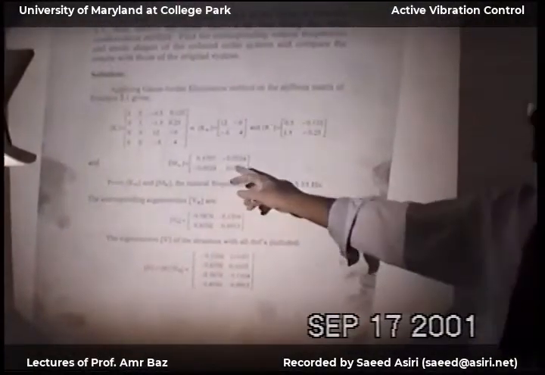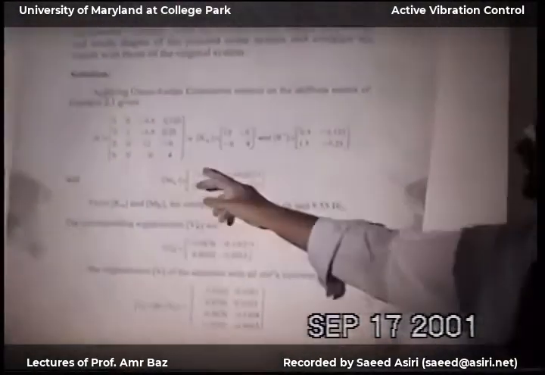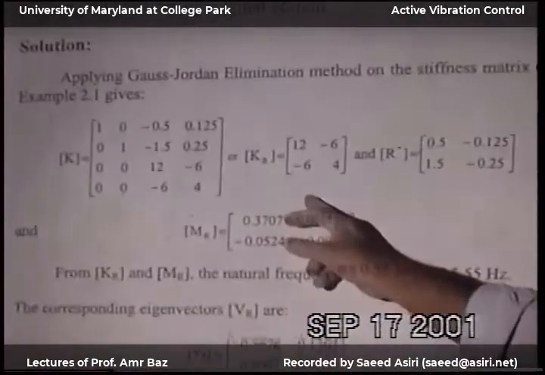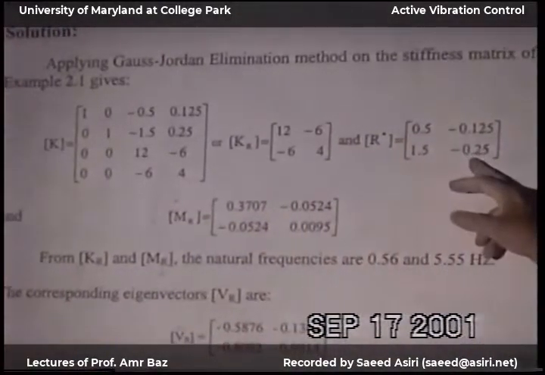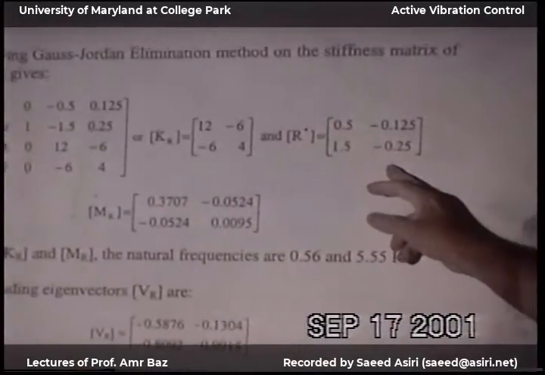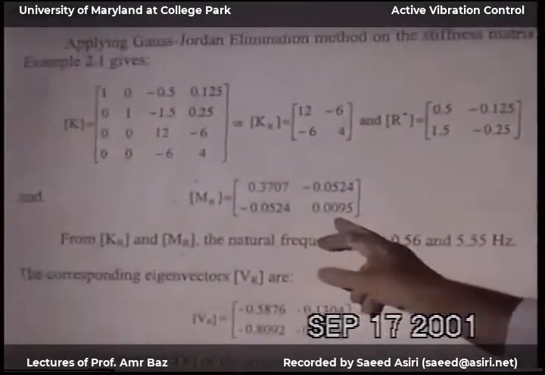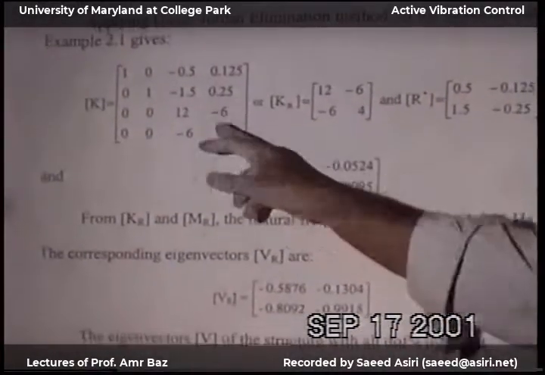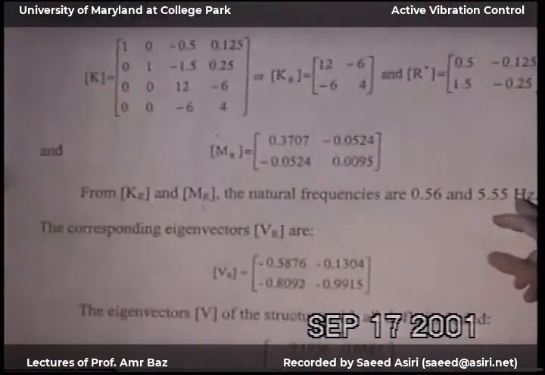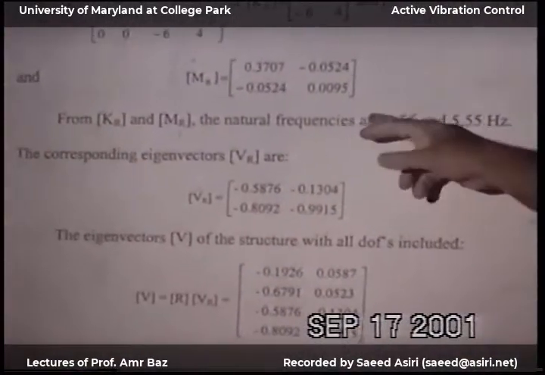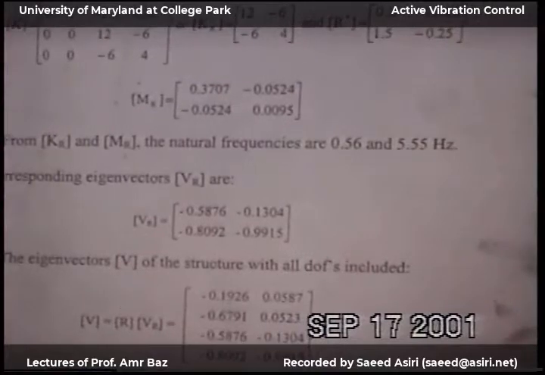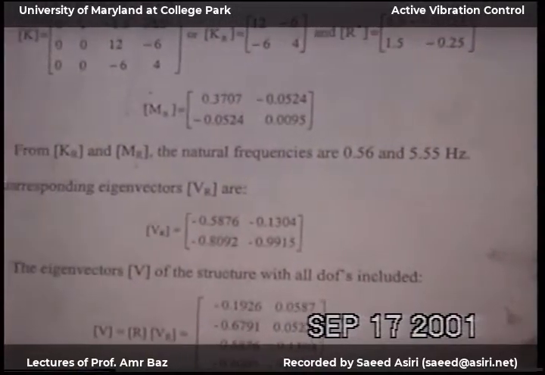Okay, now look at the results. We did the Gauss elimination. We got the reduced stiffness matrix. We got the transformation matrix R star. We extract from it the mass matrix. From these two, I go into MATLAB and calculate the natural frequencies. Now let's summarize what we have.